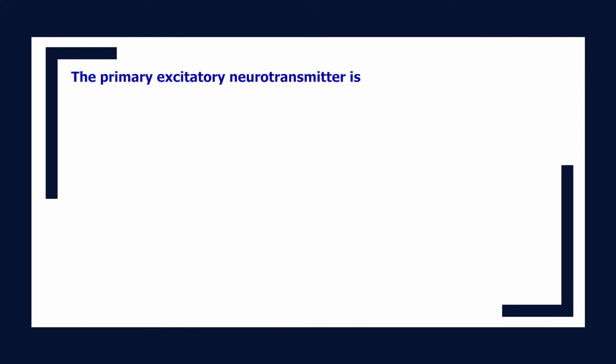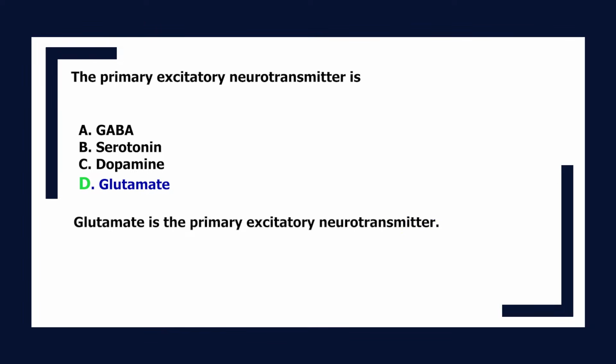The primary excitatory neurotransmitter is A. GABA. B. Serotonin. C. Dopamine. D. Glutamate. The correct answer is D. Glutamate. Glutamate is the primary excitatory neurotransmitter.